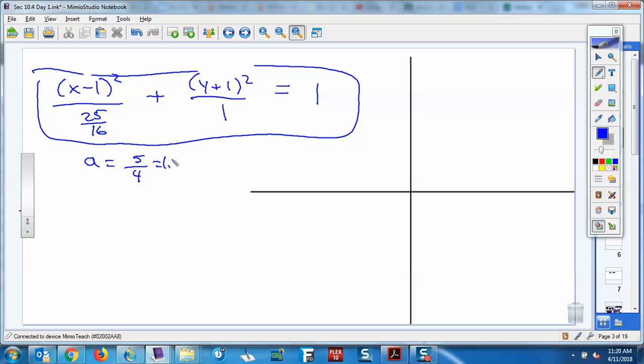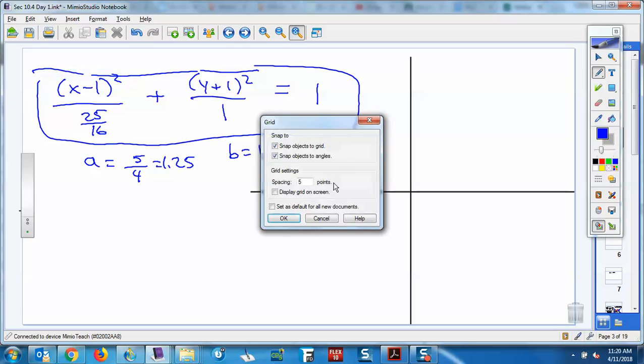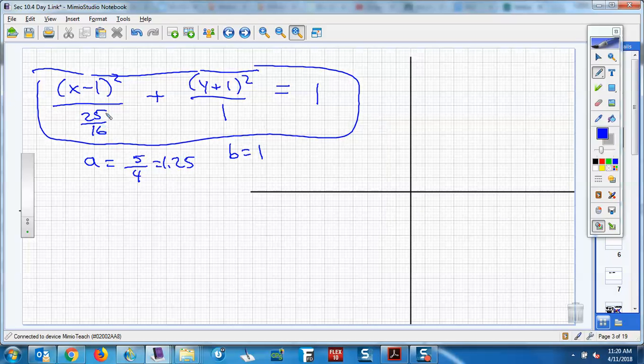Okay, so we got A is what? 5/4, which is 1.25. You can use a decimal there. I don't mind a decimal on that one. And in this case, B is 1, right? It's a square root of those, right? So make sure we get that part right. Seems like sometimes that's the part we'll mess up, is forgetting that it's the square root. This down here is A squared, and this down here is B squared. And so we got to do the square root of this. Okay, and so where's our center?